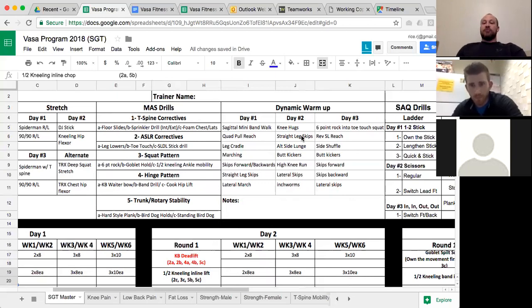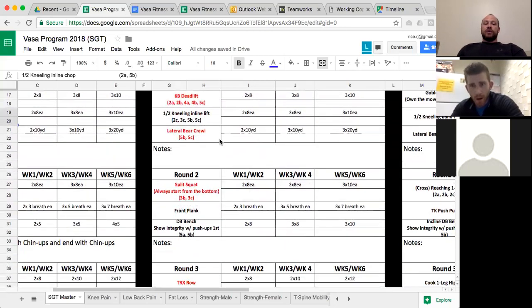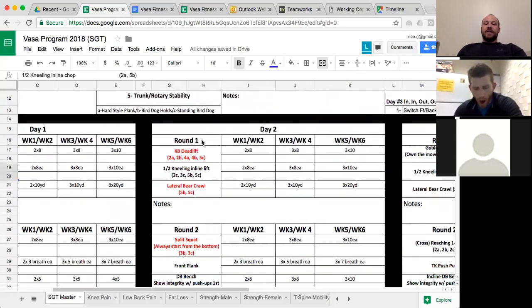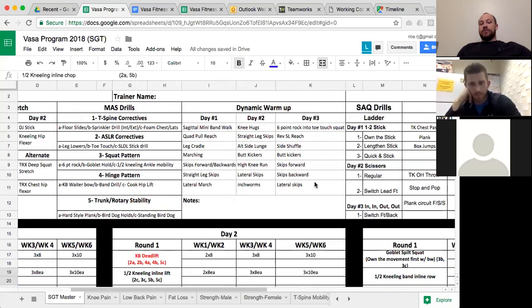If we're moving laterally, we'll move laterally. You notice in day 2, there's some lateral movement with reaching lateral squats and lateral barrel crawls and things of that nature. So in the warm up, there's a little bit more lateral that we're doing in day 2 than we're doing in day 1.